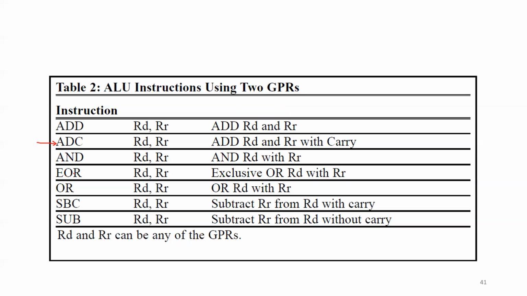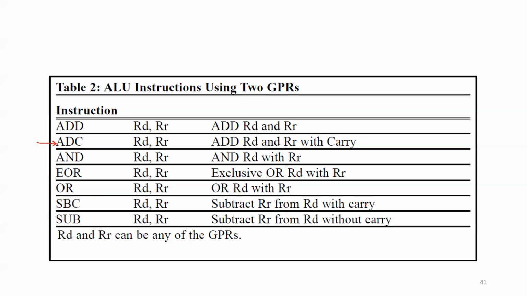EOR, or exclusive OR, for the 2 registers, and the result would also be stored in RD. OR register: it's going to perform OR logic on RD and RR, and the result would be stored in RD.